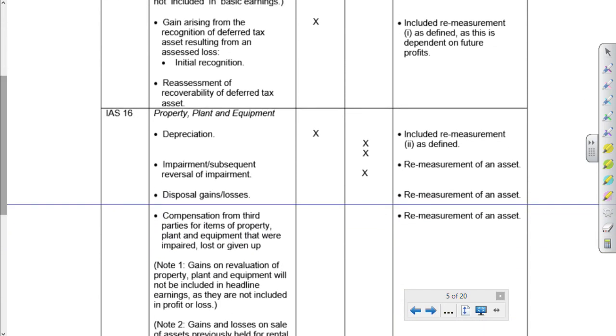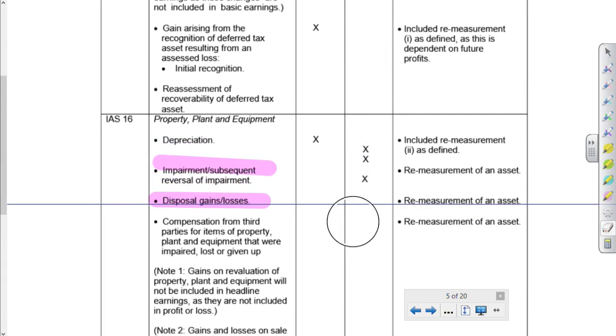Then we get to IAS 16, which is PPE. They love to put PPE everywhere. So what's interesting here is PPE, impairments and disposal gains or losses are out. You see, impairments, disposal gains or losses, compensations for assets lost, although I'm not even going to highlight that one because it doesn't come up that often. Those ones are out.